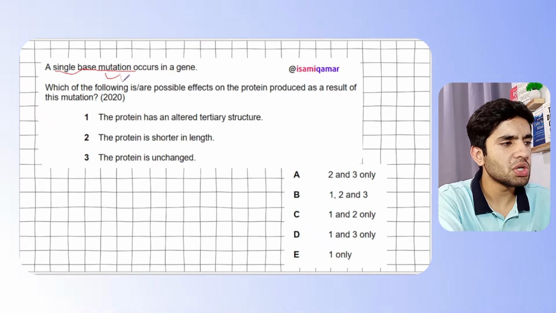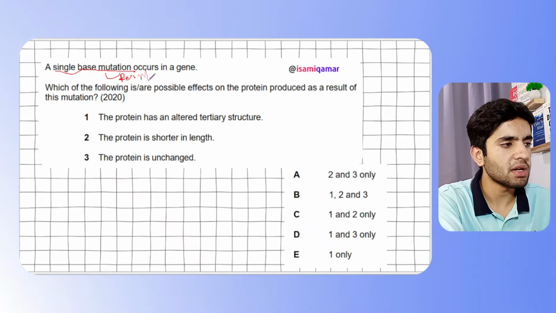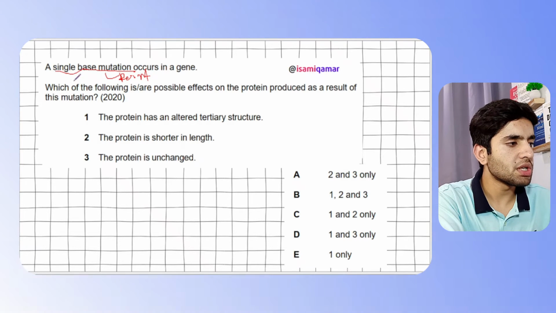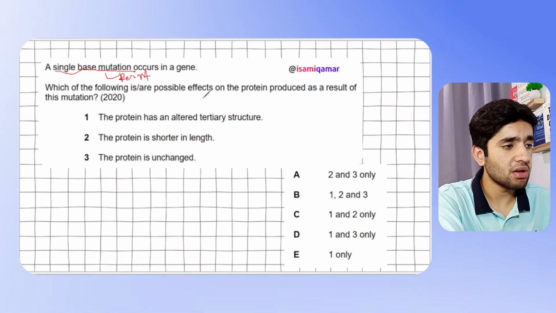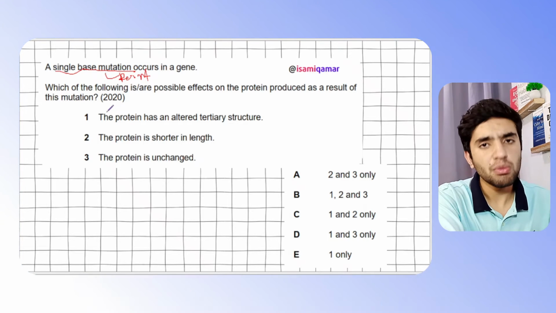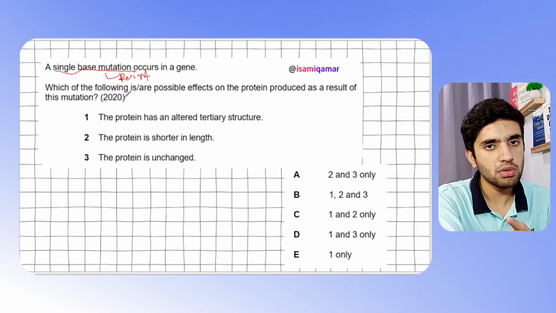So a point mutation in a gene. Which of the following are possible effects on the protein? The gene will produce a protein.